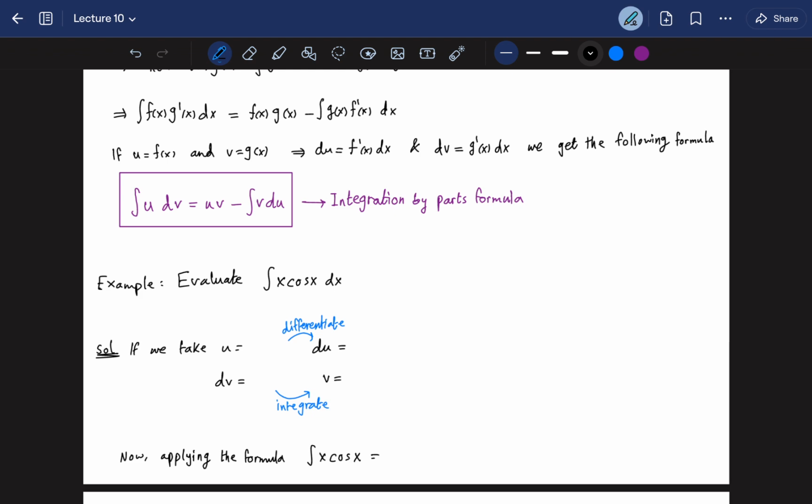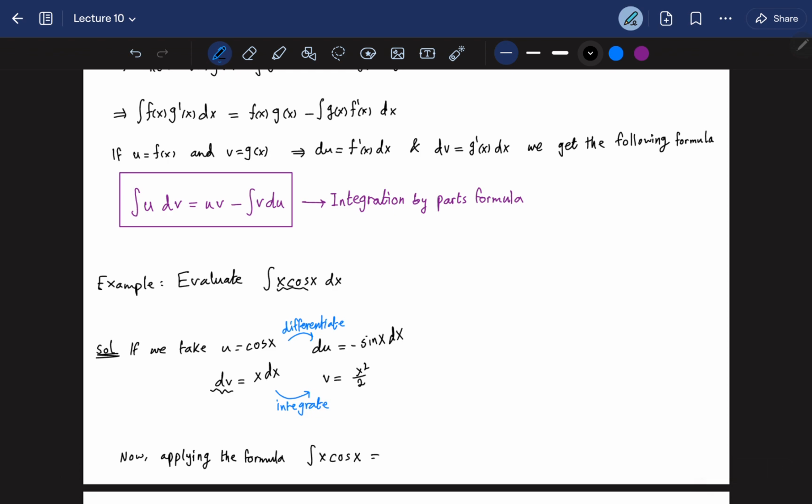So let's try and take u to be my cosine. If you take u as a function, you need to differentiate to get du. So the derivative of cosine is just negative sine of x dx. And then for dv, you take the rest of the integrand with your dx. So here we have x dx, and we integrate. The integral of x is just x squared over 2.